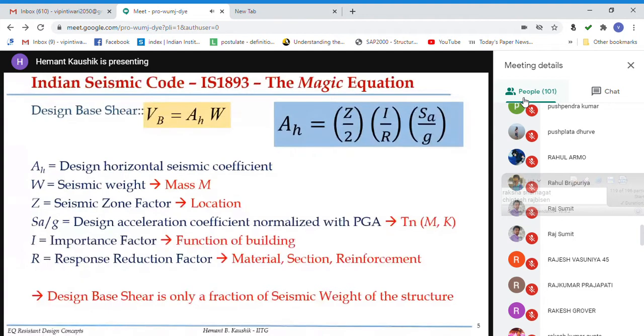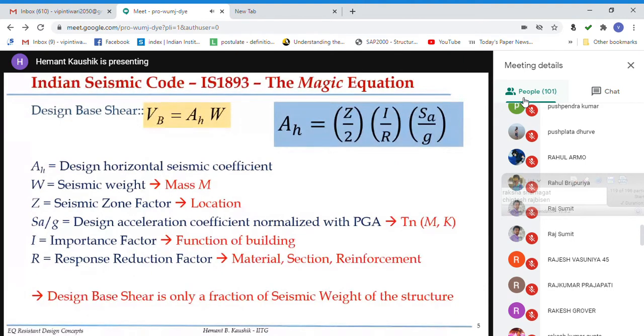Okay, and since this AH has no unit, the design base shear is only a fraction of seismic weight of the structure, right? Now, if I give you some numbers, let us say I can give you Z, I, R and SA by G, and obviously no units anywhere, so AH is only a number. Now, how big this number can be or how small this number can be, it depends on where the structure is, Z. It depends on how important the structure is, I. It depends on how you want to design the structure, what is the ductile detailing, how is the reinforcement, how is the section, that is R, and what are the natural properties of the structure, T, N. Depending on that, you can get SA by G. So what I mean here is AH is just some number.